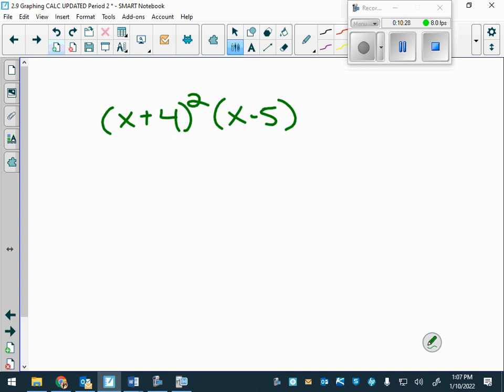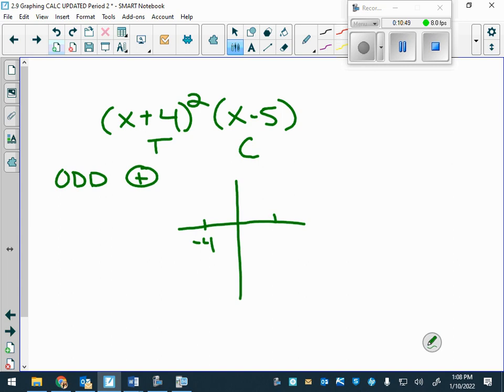Okay, so what's happening at -4 if I had to graph this? Which you guys did. Sawyer. Good. And at 5? Good. So odd degree, positive leading coefficient, this is what it would look like. Here's -4. Here's 5. Those are x-intercepts, bouncing off at -4, crossing at 5.